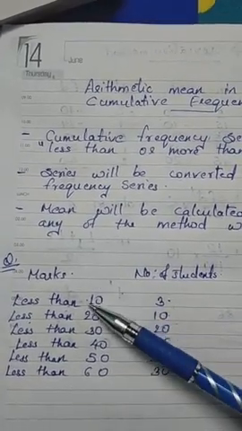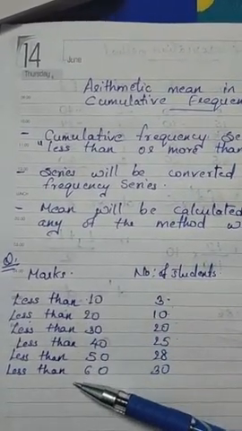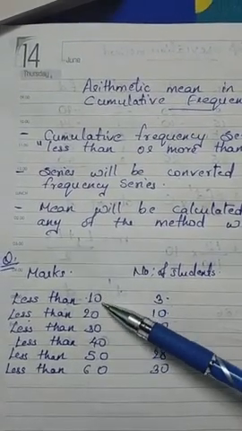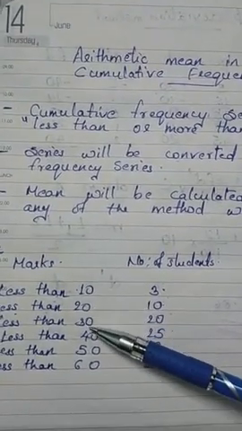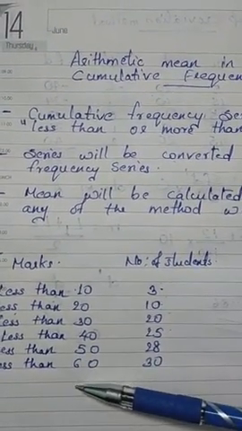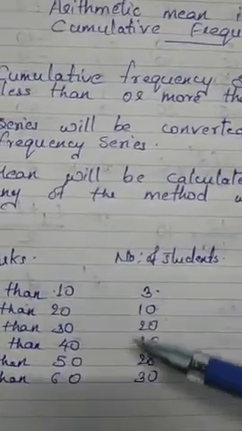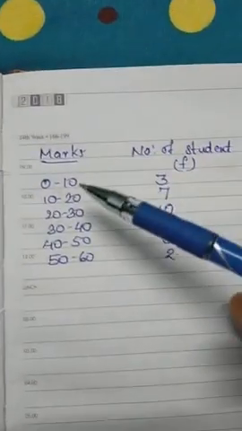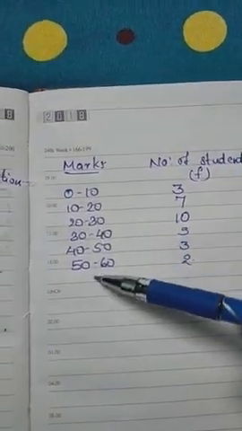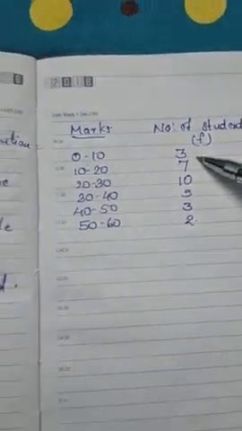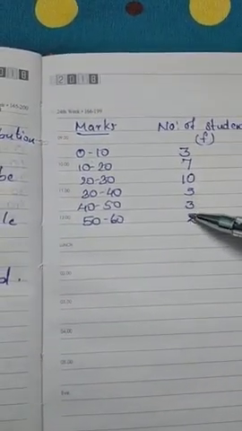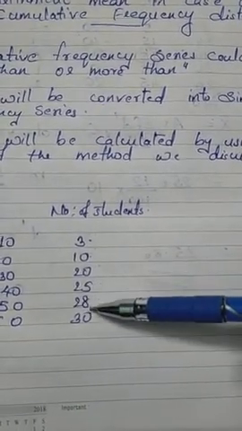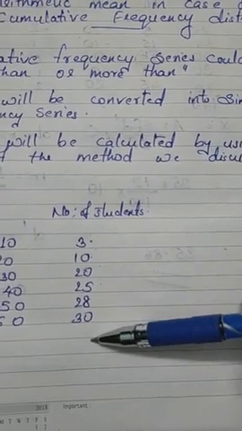Okay, so for that, first you will write the class interval. So less than 10, less than 20, that means 10, 10, 10, 10 ka gap hai. So here 0 to 10, then 10 to 20, 20 to 30, 30 to 40, in this way you will be writing. Okay, then in frequency, you will not write 3 times. See here, marks I had written here 0 to 10, 10 to 20, 20 to 30, and now the frequency I had taken 3, 7, 10, 5, 3, 2, but here the number of students is 3, 10, 20, 25, 28, 30, that means it is given in increasing order, है ना.